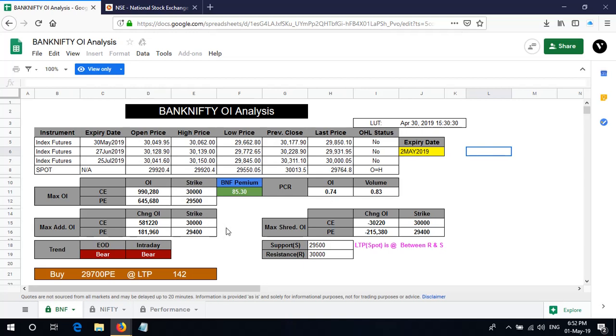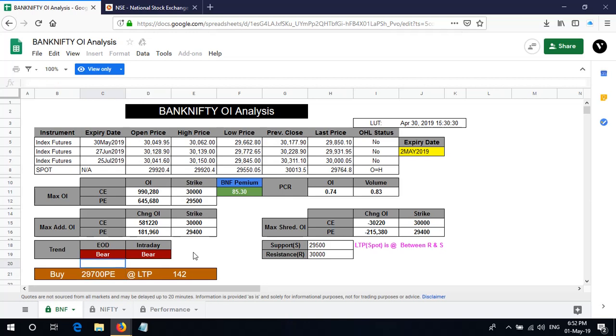You just have to keep the sheet open and watch it, and when all this matches, meaning the trend, EOD trend and intraday trend are the same, and at the same time we get the call according to the trend, we have to take that call. If on both sides it is bear, and here we see put only, we have to take the put. If we see put here and here it is bear, we take the put. Here it is bull on both sides, and we see call here, we have to take that call.